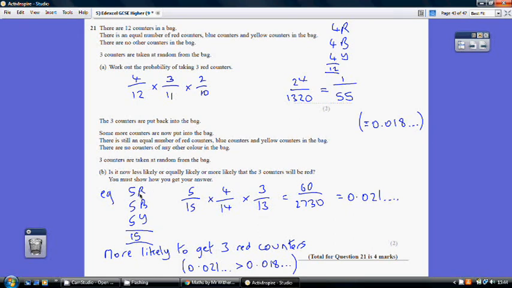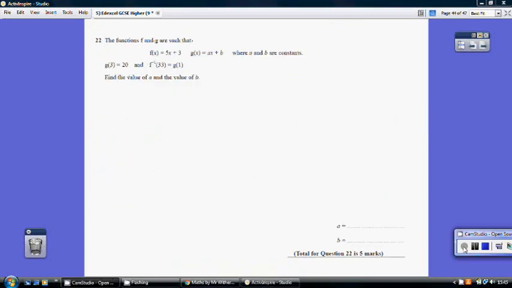My first pick getting a red is 5 out of 15, then 4 out of 14, then 3 out of 13. Multiplying that across, I get 60 over 2730, which as a decimal is 0.021. So I can see question 22.